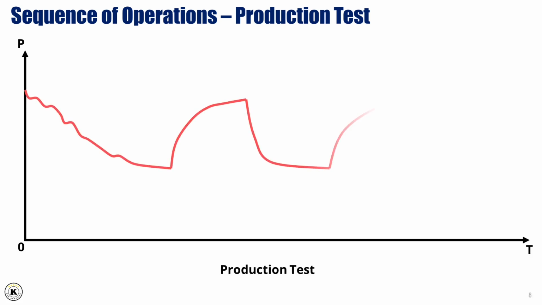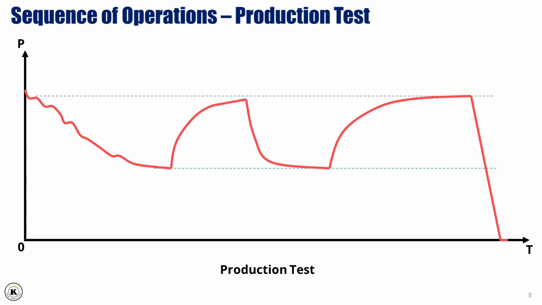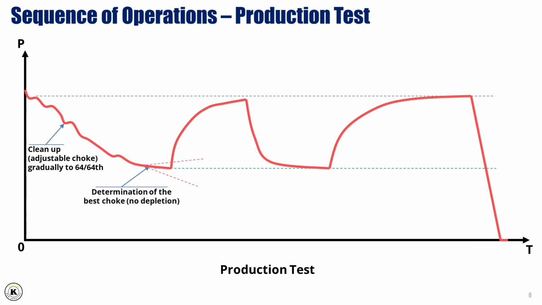On this pressure graph, from downhole gauge recorders, we can identify the following well testing sequences. Open the well for a clean-up period on adjustable choke, gradually increased to 64/64. Determination of the best choke size for optimum flow without depletion. Close the well for a first shut-in period. It is optional to run in hole downhole gauges or surface readout.